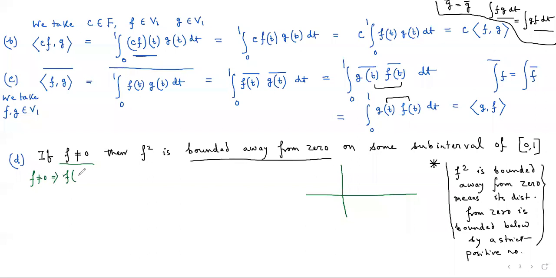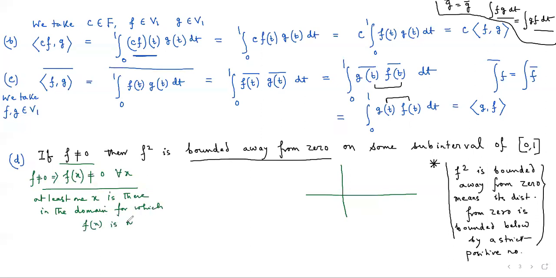It means f not equal to zero. It implies that f(x) is not equal to zero. Zero function means 0(x) equals 0 for all x. That is called the zero function. So f(x) is not equal to 0 for all x. So at least one x is there in the domain for which f(x) is non-zero.